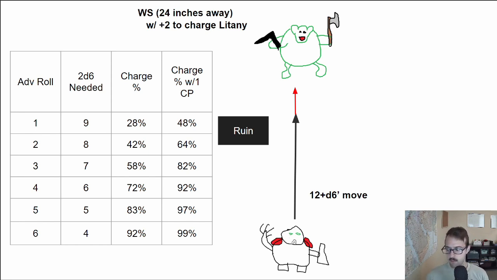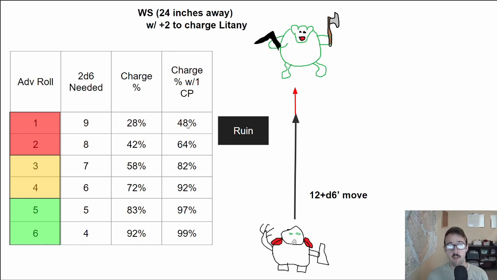So on the left here of this chart, we have the advance roll that the White Scars would get, and then the value on 2d6 that the White Scars would need to complete their charge over here, and the percentage associated with that charge without a reroll and with a reroll. So you can see, depending on your tolerance of risk, in my case, if I rolled an advance roll of 1 or 2, I don't get that about 80% chance of a charge success that I'd like, so I would instead move behind a ruin or wait for another day to charge.